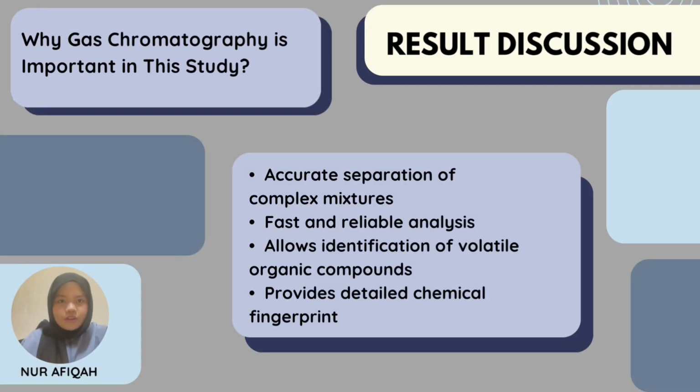Next, we move to the advantages of gas chromatography. Why is gas chromatography important in this study? It is because it allows accurate separation of the complex mixture of phenols and essential oils. It provides fast and reliable analysis of the chemical components. Gas chromatography also enables the identification of volatile organic compounds present in the essential oils. In addition, it provides a detailed chemical fingerprint that helps compare the chemical composition of different plant parts.